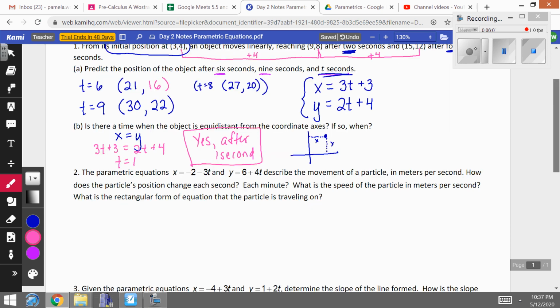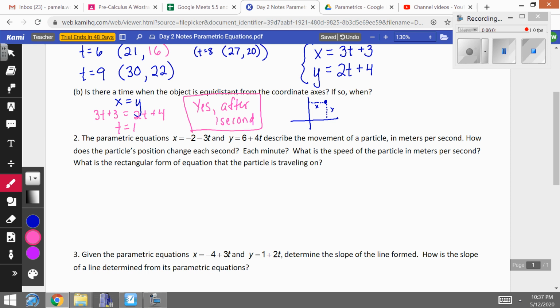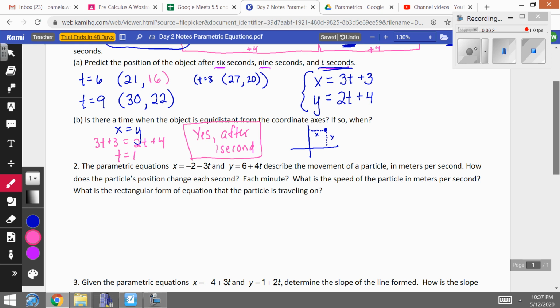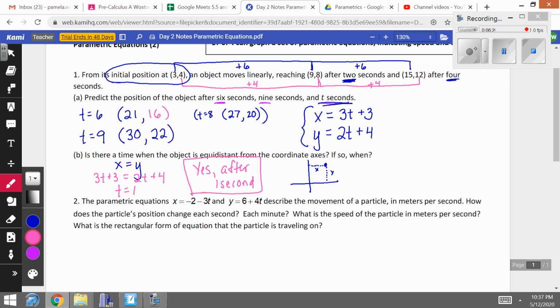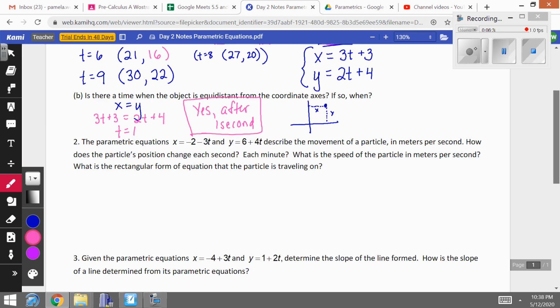This time I'm giving you the parametric equations. So we have two parametric equations and we want to describe the movement of the particle in meters per second. How does a particle's position change each second and each minute, and what is the speed here? And then we're going to come up with our rectangular equation. So go back and think about this one. So again, here we talked about it moving to the right 3 every 1 second. Here it moved up 2 every 1 second. Think about how that related to our equations.